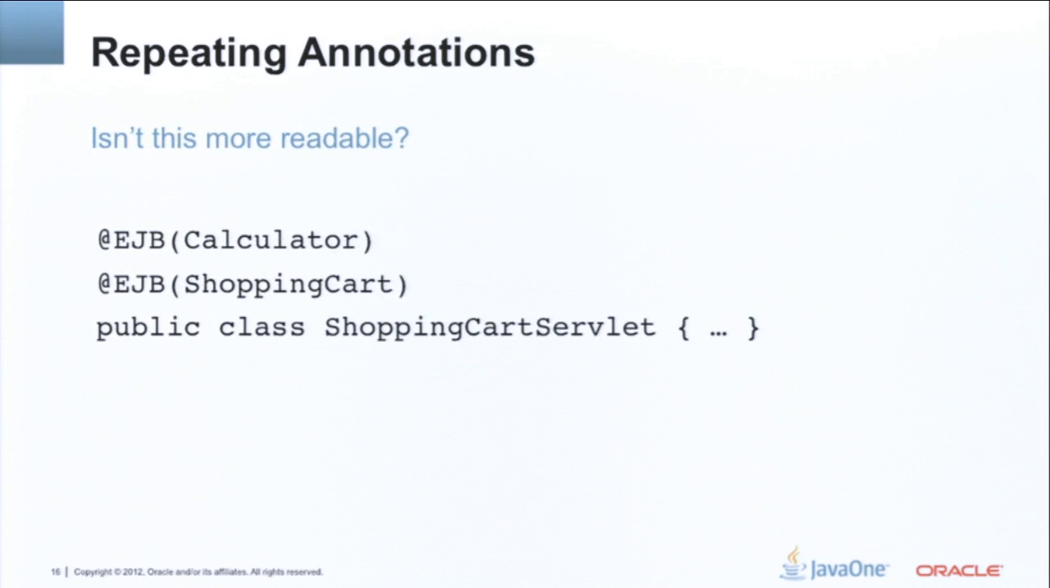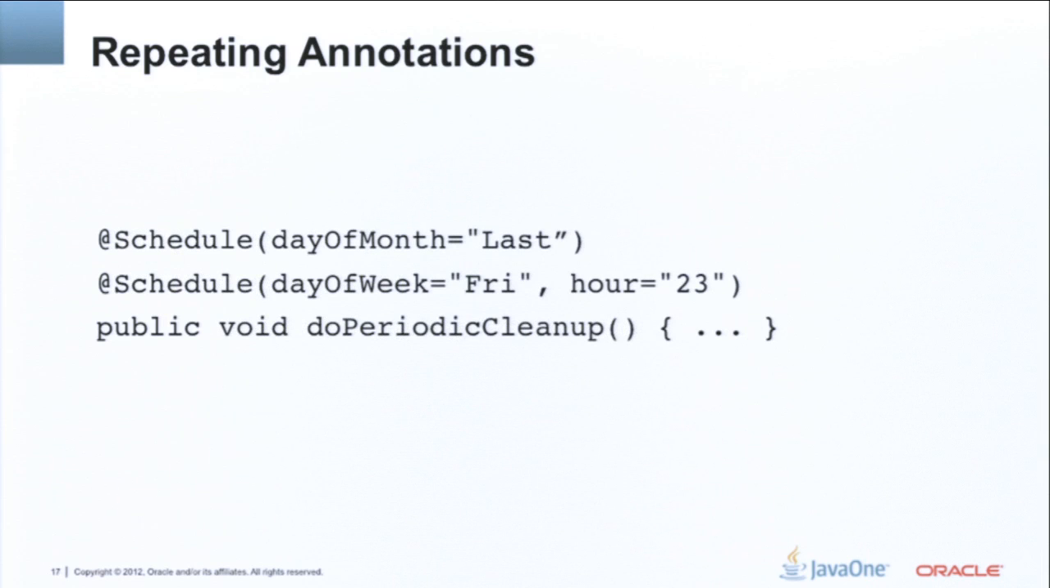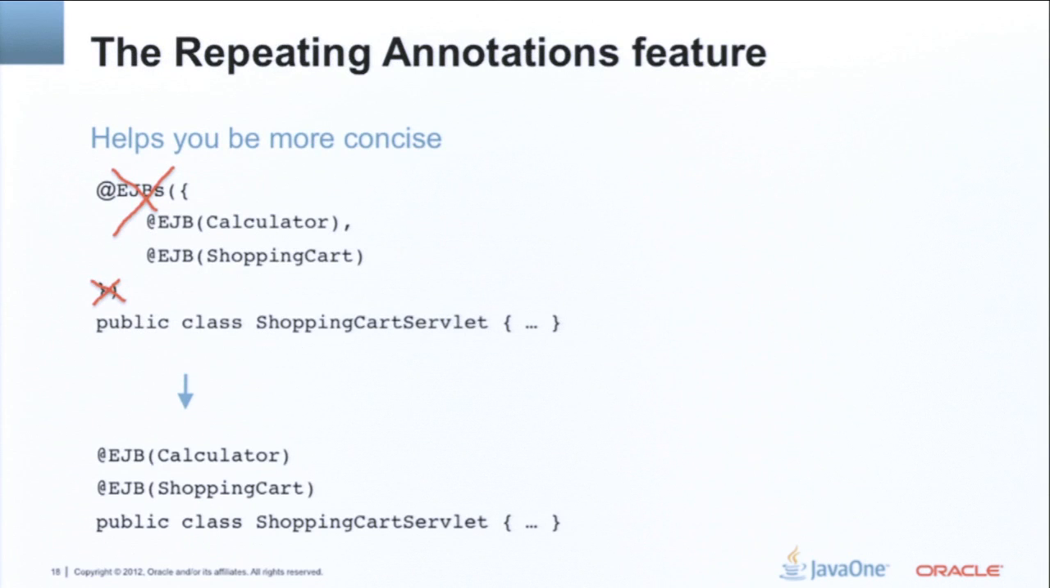So we prefer if you could write it like this. I think this is much neater. And the schedules example would look like this. I think it's much more readable. So the repeating annotations feature helps you to write more concise code. We want to help you get rid of the boilerplate code.